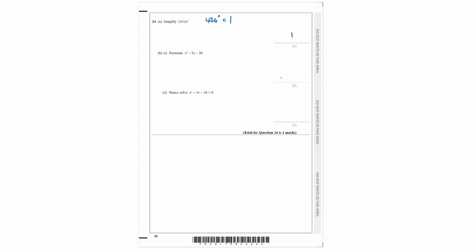So, to do this, we have to find the coefficient of x and multiply this with the constant. So, we have 1 times negative 36, that gives us negative 36. And what we are trying to do is find two values that when we multiply equal negative 36, but when we combine, we get negative 5. So here, for negative 36, I know that negative 9 times 4 is negative 36, but negative 9 plus 4 is negative 5. So these are our values.